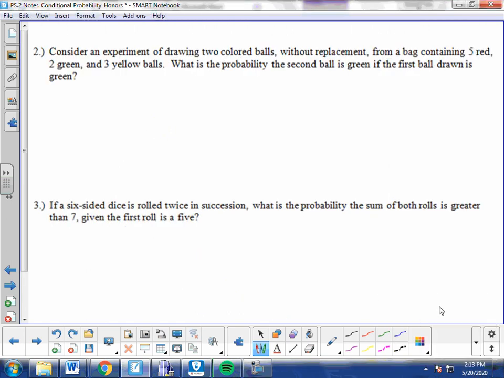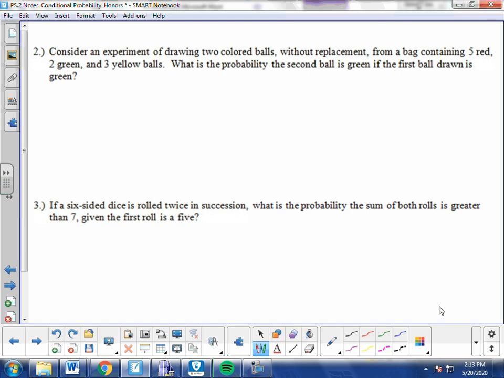Example number 2 says, consider an experiment of drawing two colored balls without replacement. So we're pulling one of the balls out. We're not putting any back in. From a bag containing 5 red, 2 green, and 3 yellow balls. What is the probability the second ball is green if the first ball drawn is green?